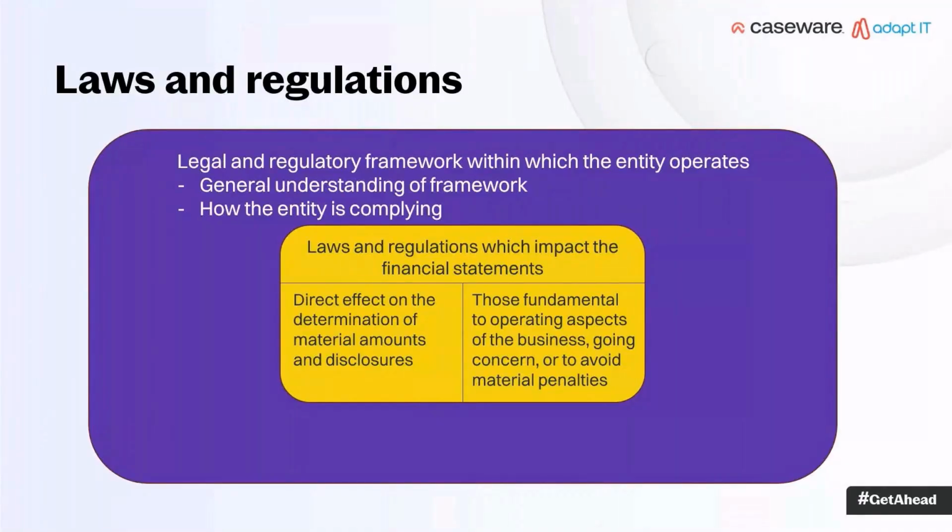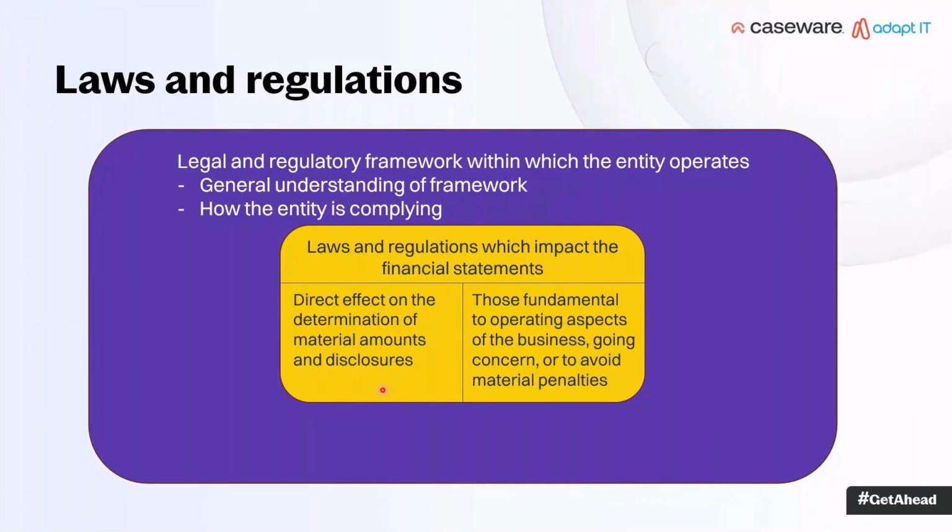And then next up, we remind ourselves, we are auditing the financials. So yes, we want to know the general framework, but then going further to say which are the laws or regulations that the entity has to comply with that will have an impact on the financial statements. And that's when we move into the yellow block to say for those laws and regulations that have a direct effect on the financial statements and the determination of material amounts and disclosures in the financial statements, those will be what we see now in the left-hand side of the yellow block.